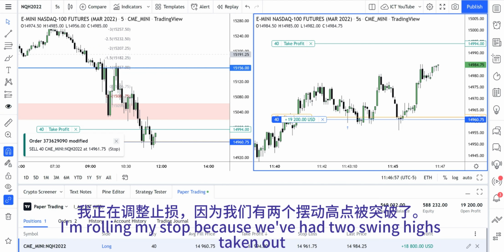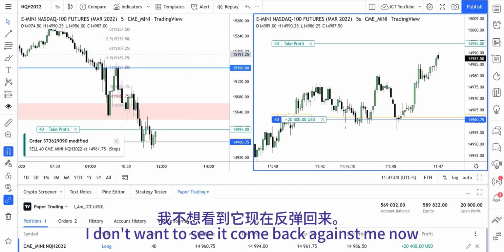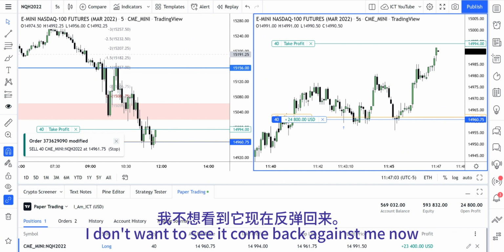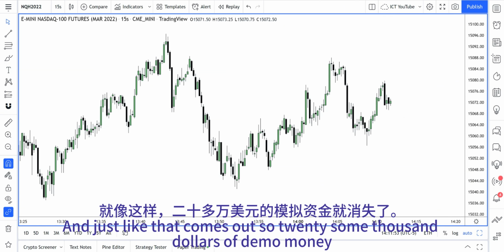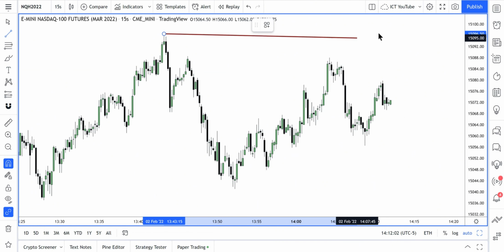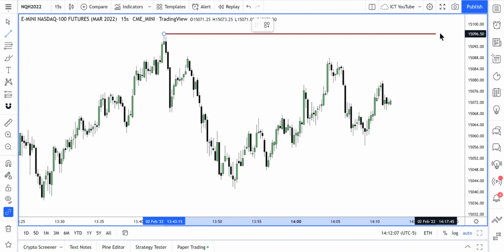Now I'm rolling my stop because we've had two swing highs taken out. I don't want to see it come back against me now. And boop, just like that, comes out. So $20-some thousand off demo money. All right, now here's the afternoon.